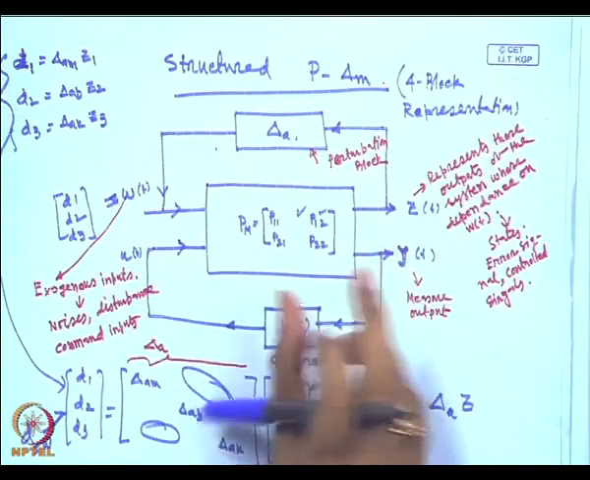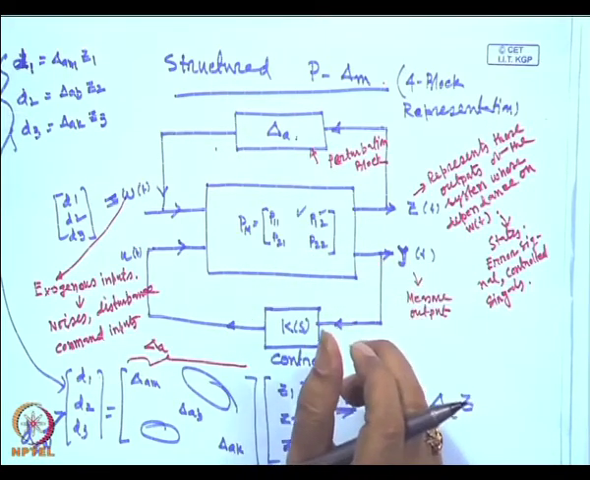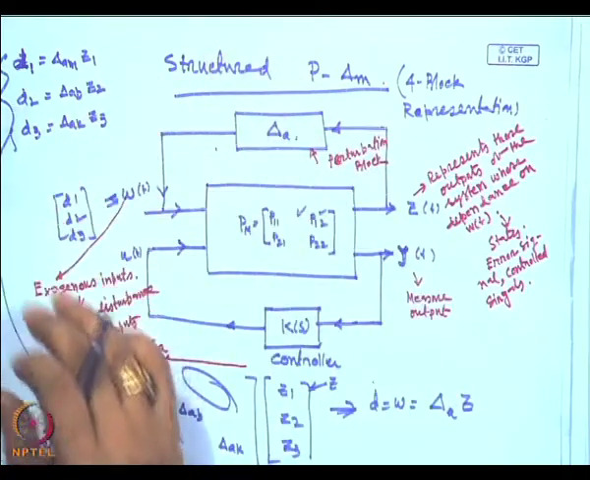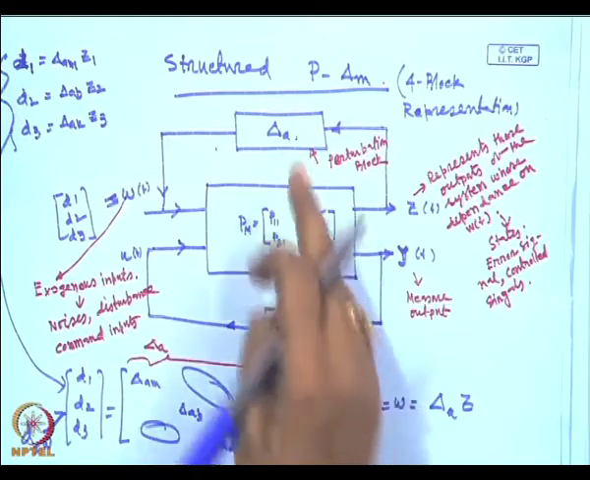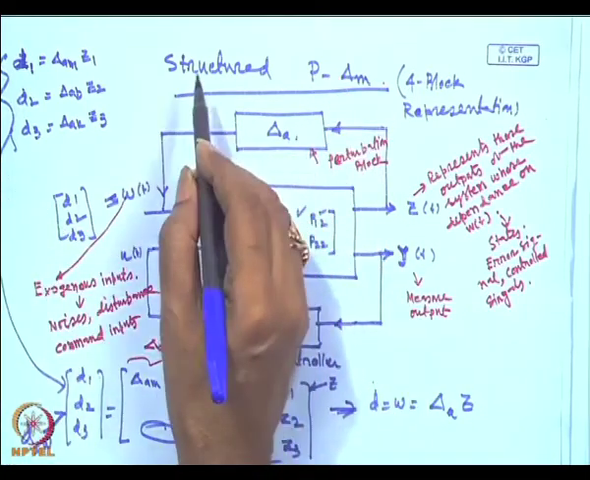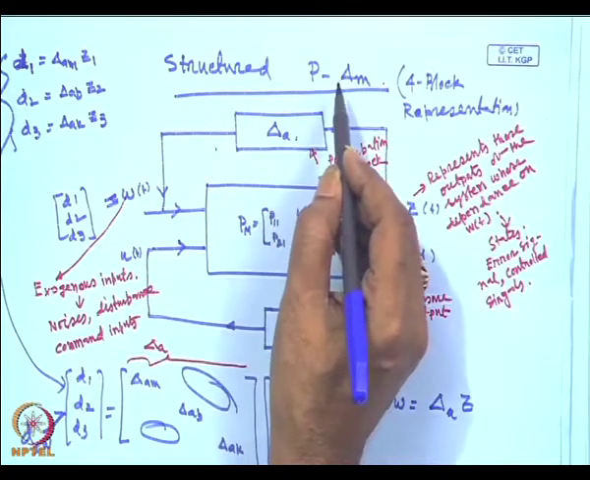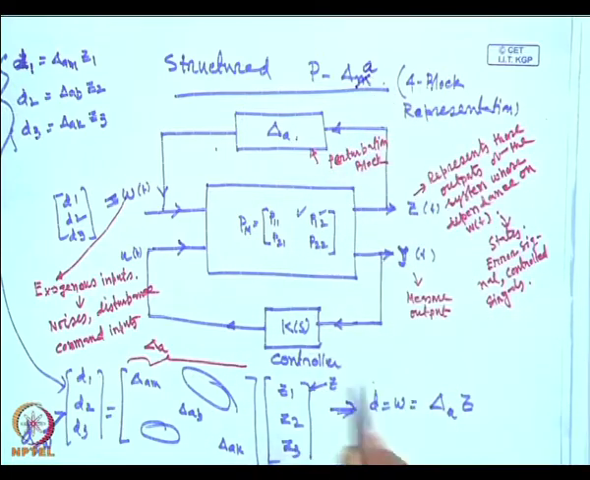So, last class we have seen that if you have a physical system, and if there is any perturbation, and that perturbation we have considered in additive perturbation form, then we can convert that system into general P delta structure. Since in our case it is the additive perturbation, our structure is P delta A, it is not M, it is A, P delta A structure.